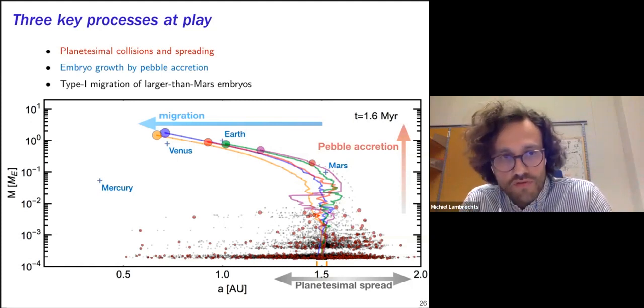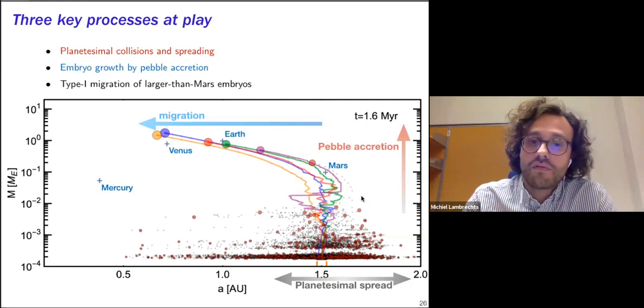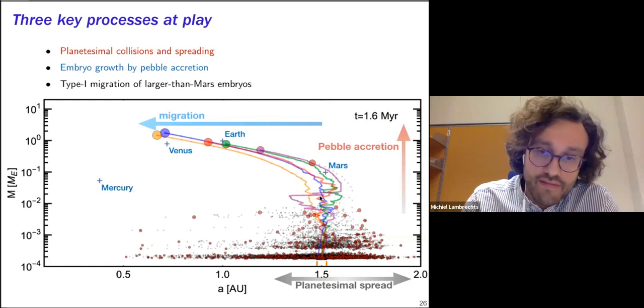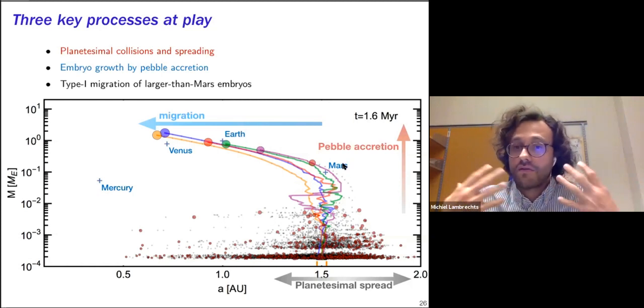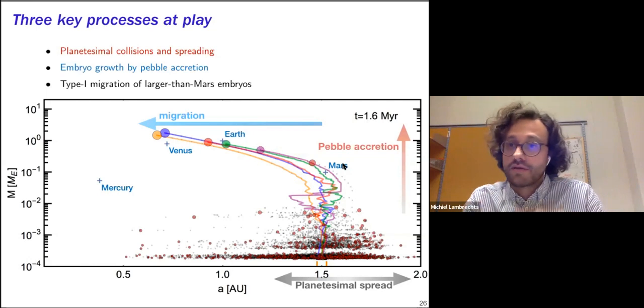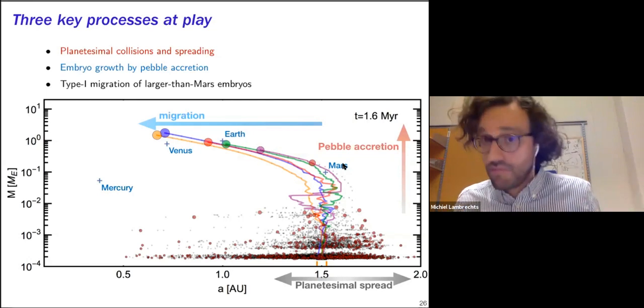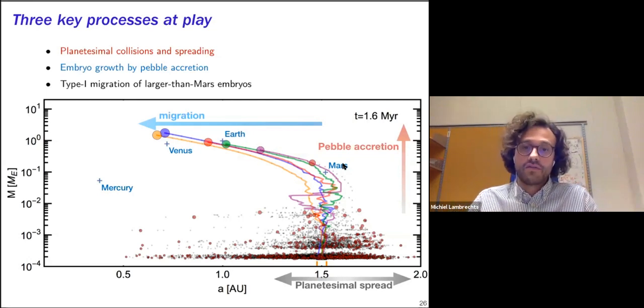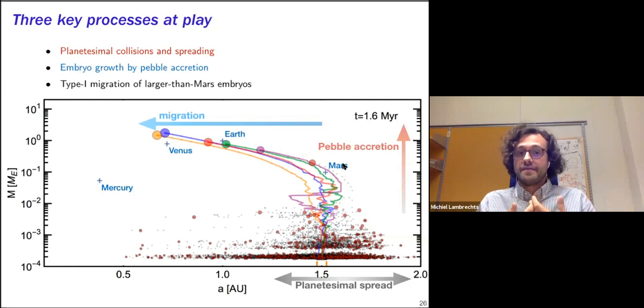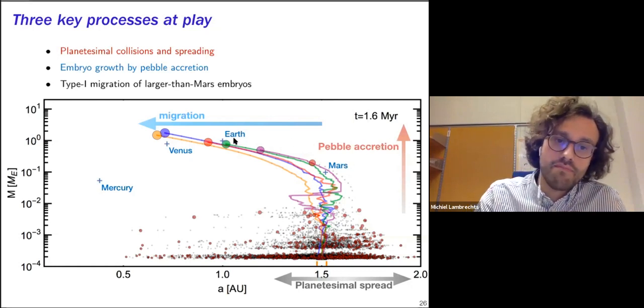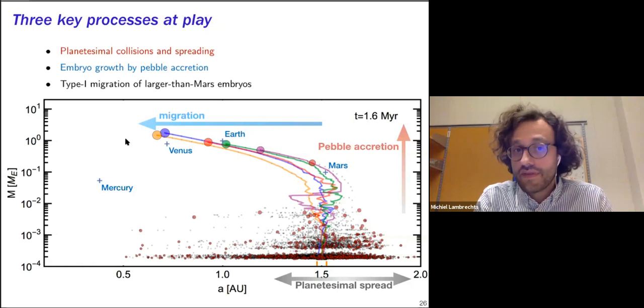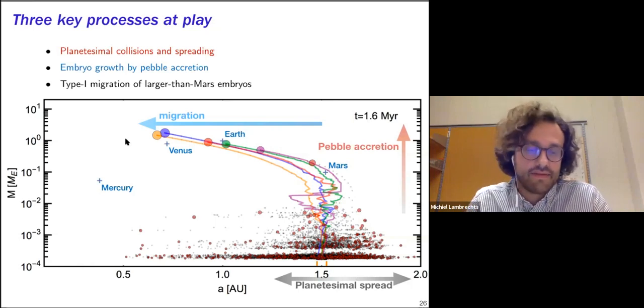But then, as embryos grow larger, pebble accretion takes over. Bodies in this mass regime see their growth really accelerated by pebble accretion, because larger bodies accrete more efficiently. And then when they grow to super-Mars sizes, migration becomes very important, and these bodies migrate towards the inner disk, towards 1 AU-like distances.